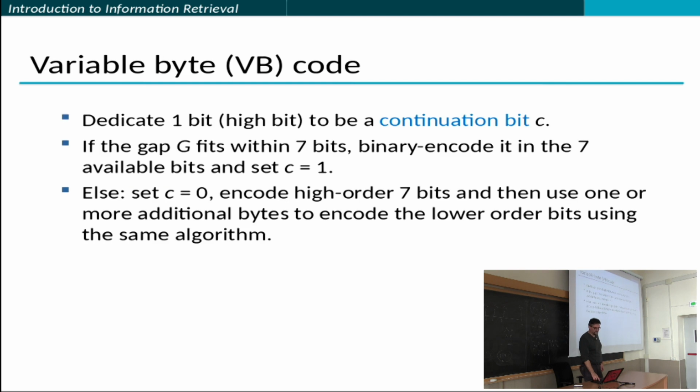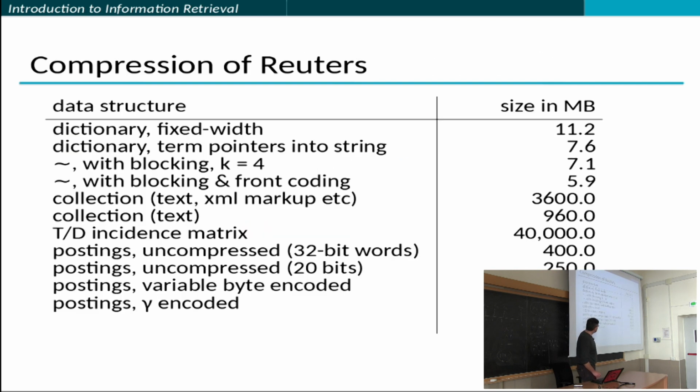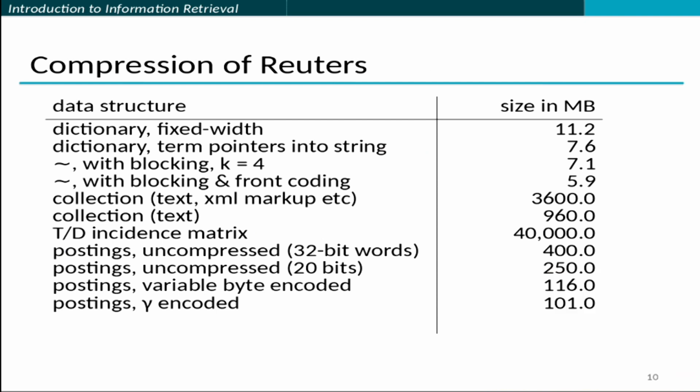And in order to store this saving, we saw a number of techniques to represent those gaps. One of those is the variable byte. The other one is the gamma code. And indeed, if you apply those techniques, you have significant advantages that are summarized in this picture. Okay? This is what we saw up to now.